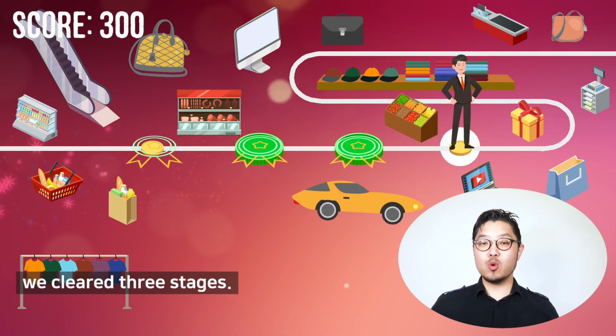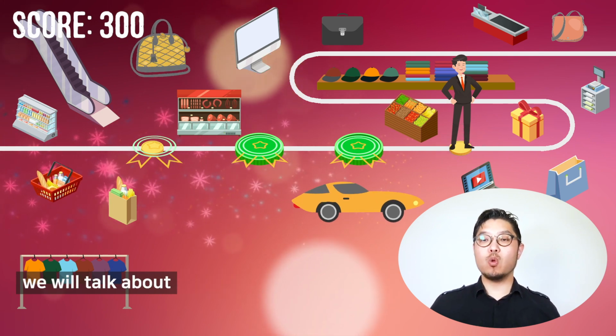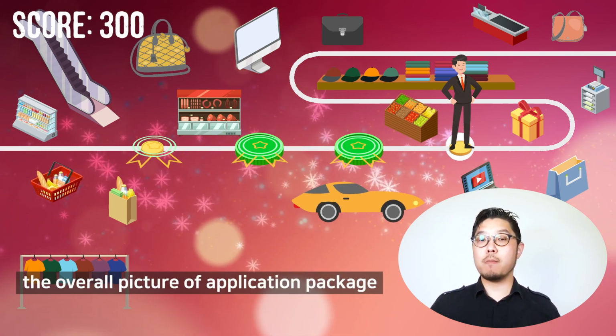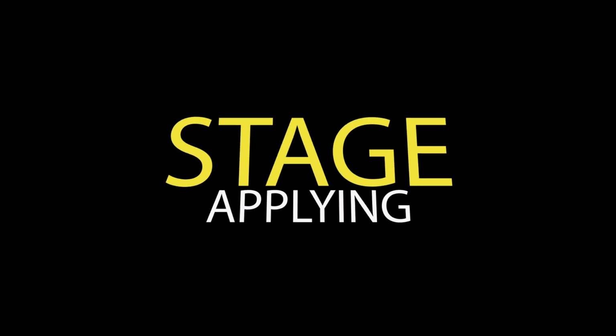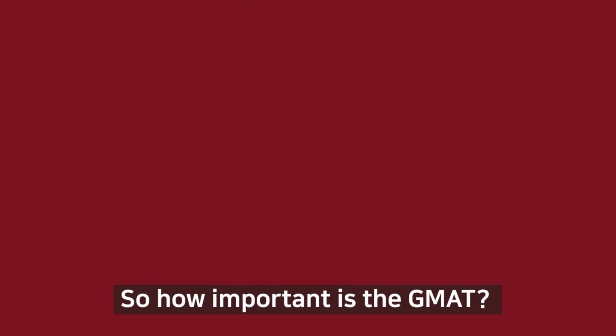Great! We cleared the 3 stages. For the last stage, we talk about the overall picture of the application package for MBA programs. So how important is the GMAT?